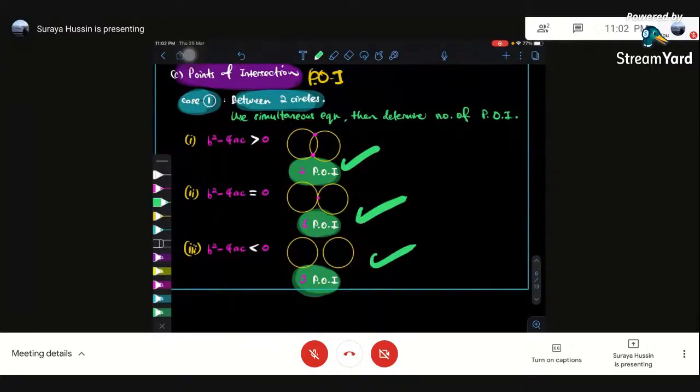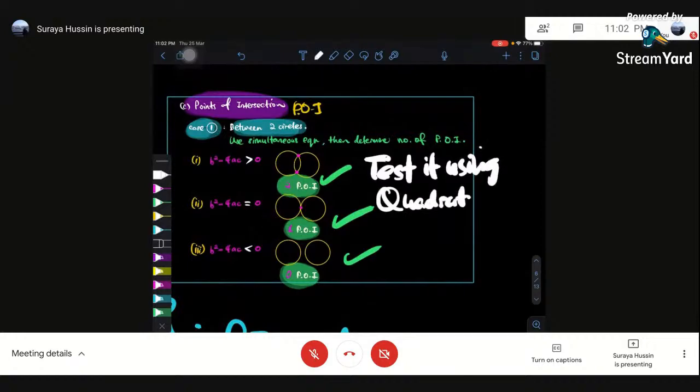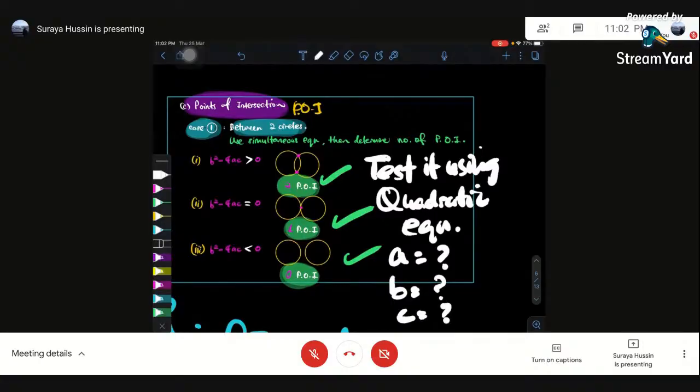You just test it. Test it using quadratic equation. Okay, must have you quadratic equation, maksudnya nilai A apa, B apa, dan C apa. Barulah boleh test sama ada equal to 0, more than 0 or less than 0. Is it okay so far, everybody?